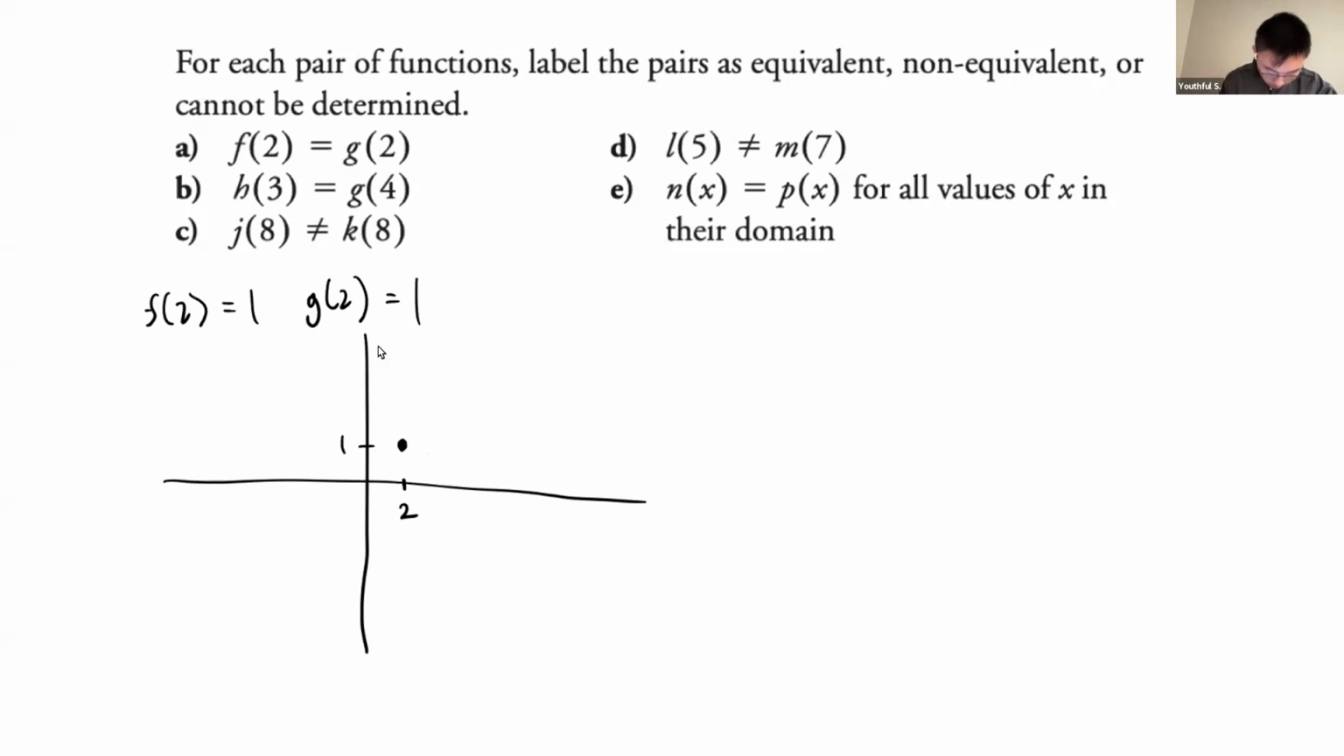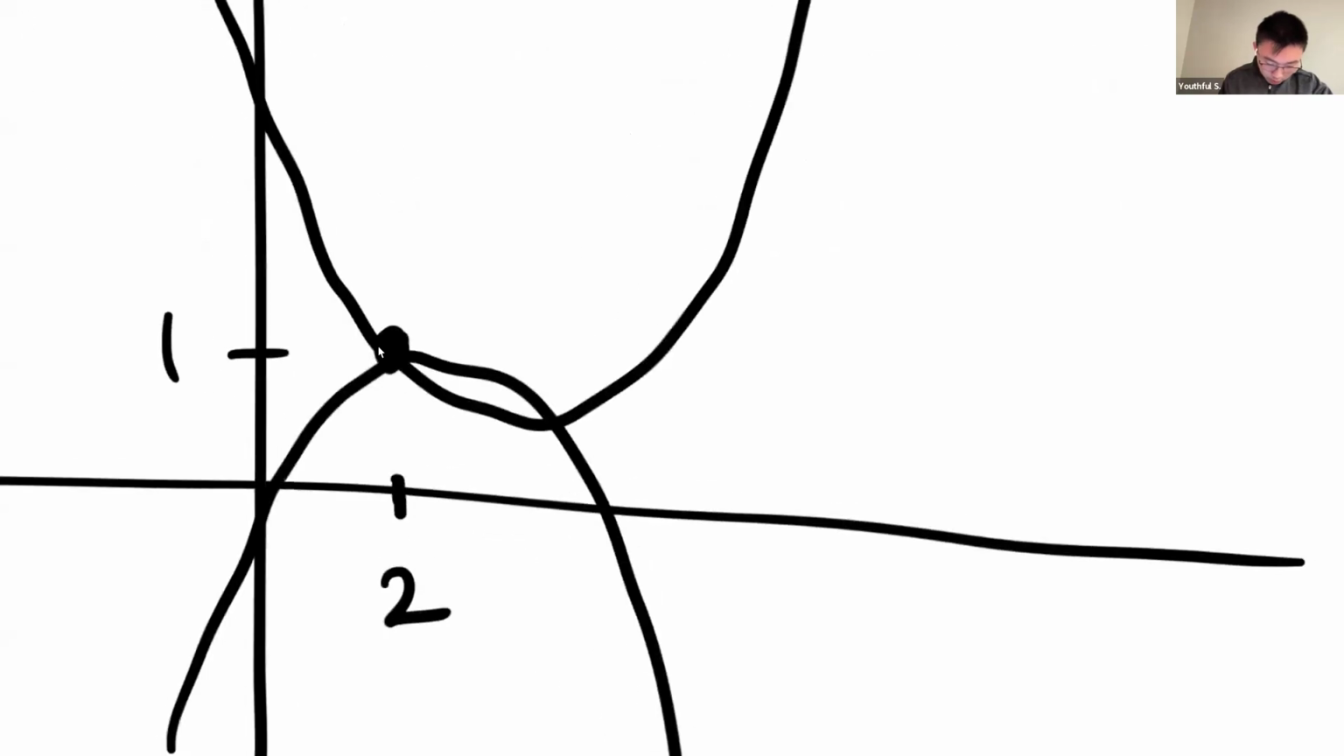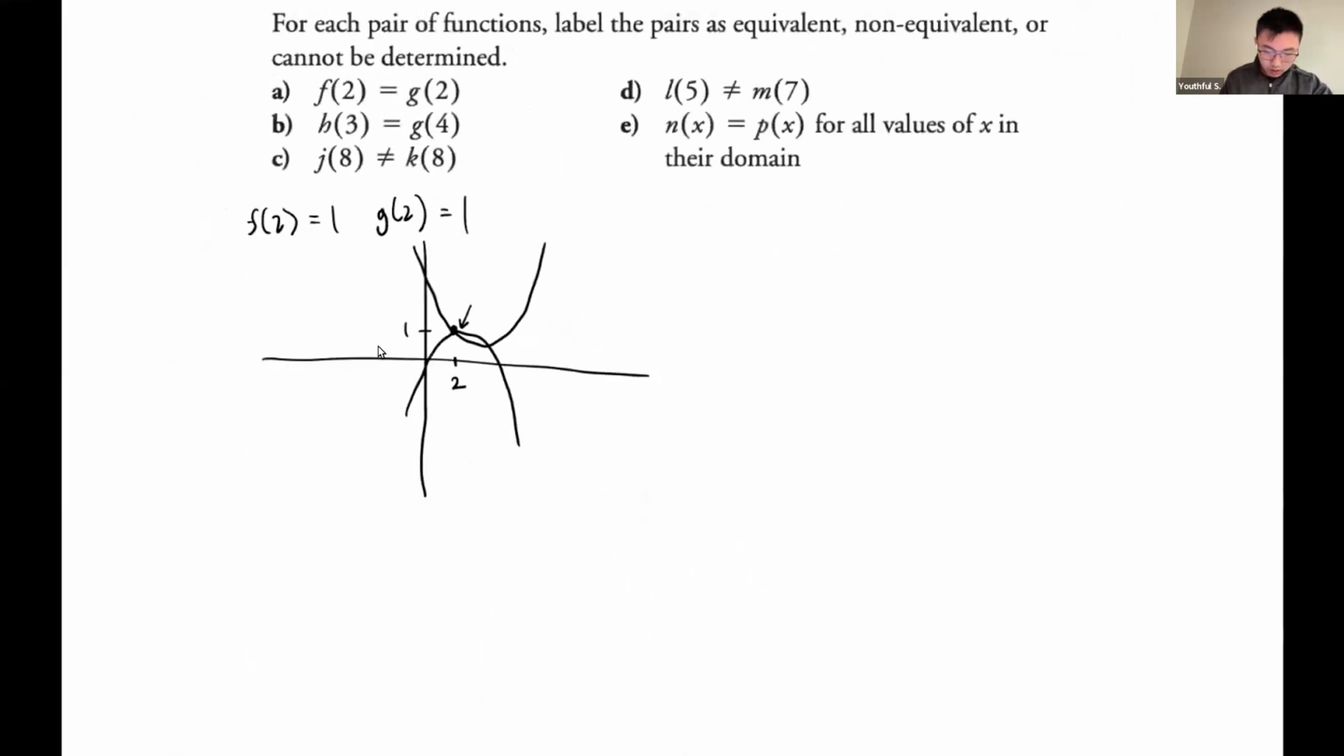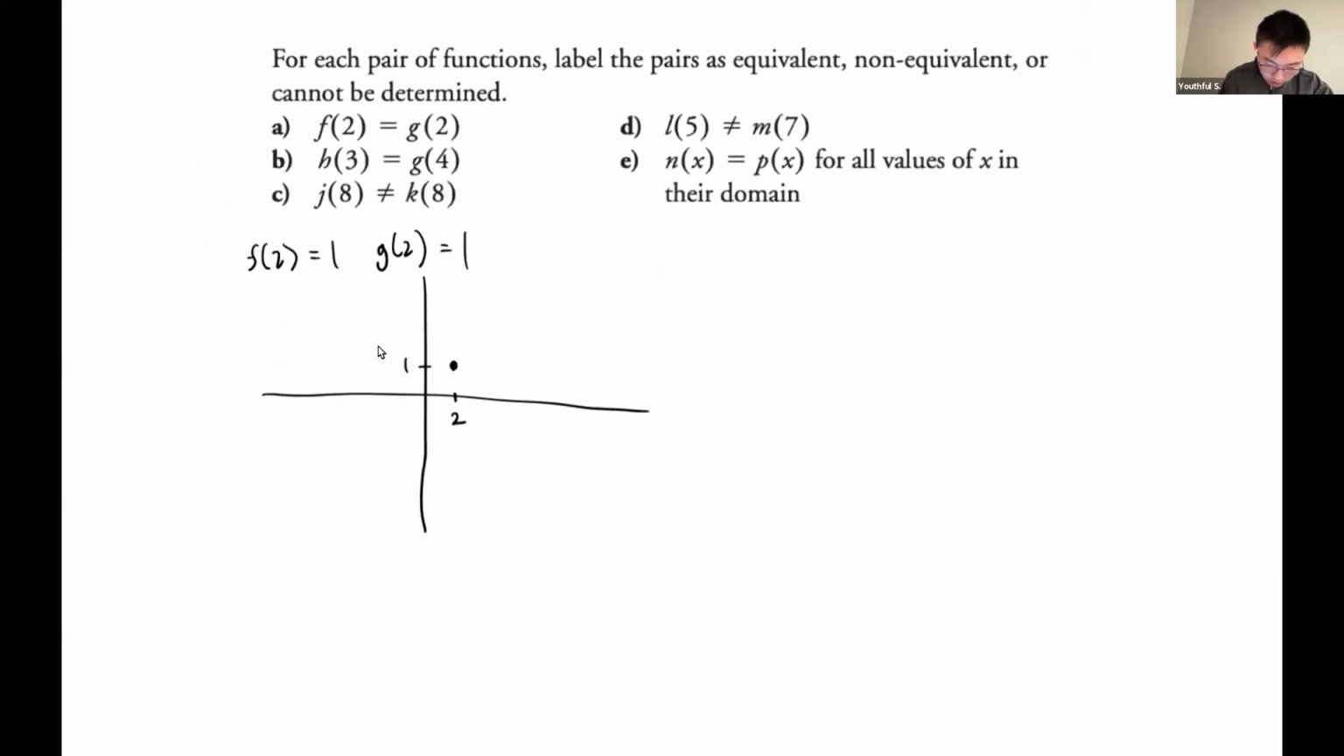So that's kind of nice. But you can't assume that they're the same function because you could have two different functions, right? Two different functions can have a point of intersection. It's possible that you have the same function, but it's not guaranteed. I could also do this with a quadratic. It might look something like that. There is a point of intersection here, but it doesn't mean that they're the same function. So first one, we'll say cannot be determined. CBD.